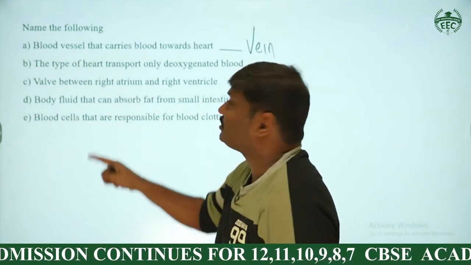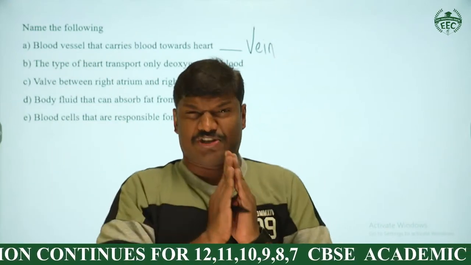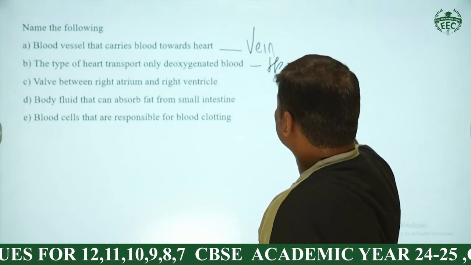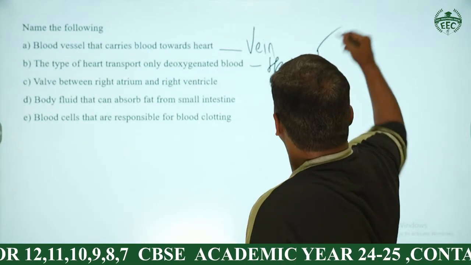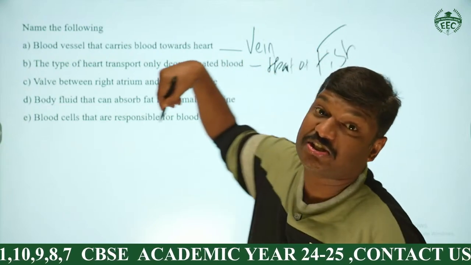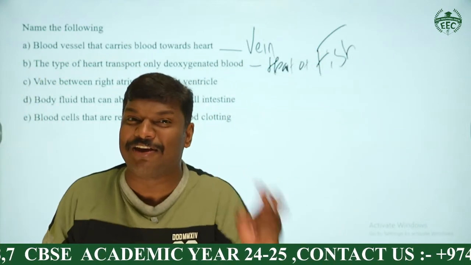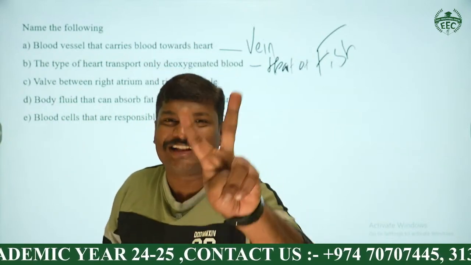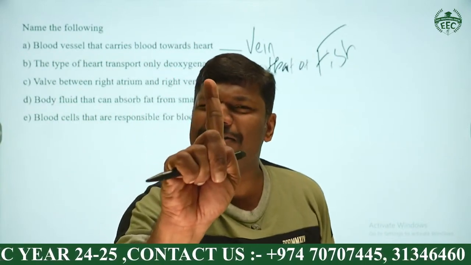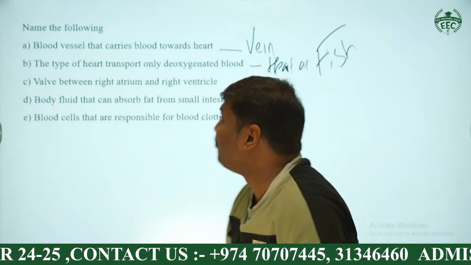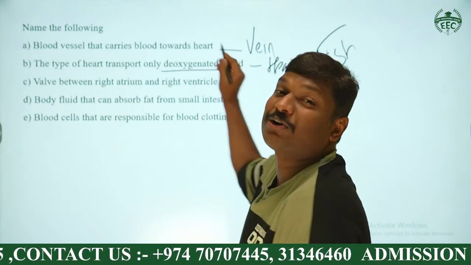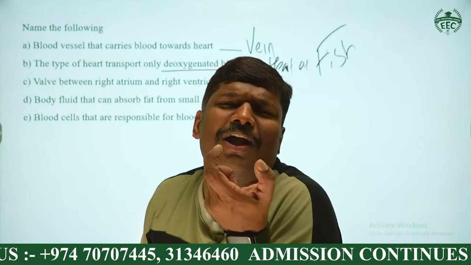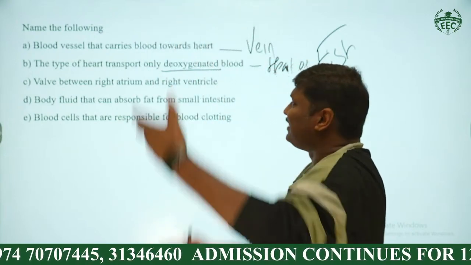The type of heart that transports only deoxygenated blood. I think all of you can give me the answer, my dear student. It is the heart of fish. All fishes are having a two-chambered heart. We are having a four-chambered heart. And a two-chambered heart means what? Only one type of blood is moving. Which type of blood is moving? That is deoxygenated. Sure question. And we are having double circulation, but they are having only single circulation, that you studied already.